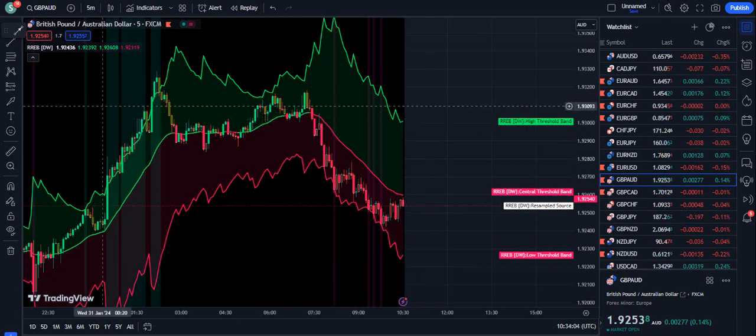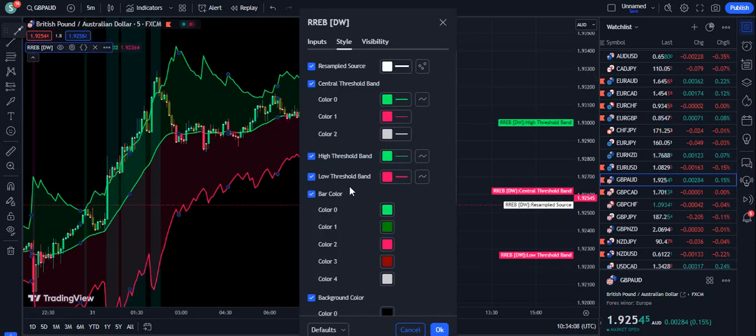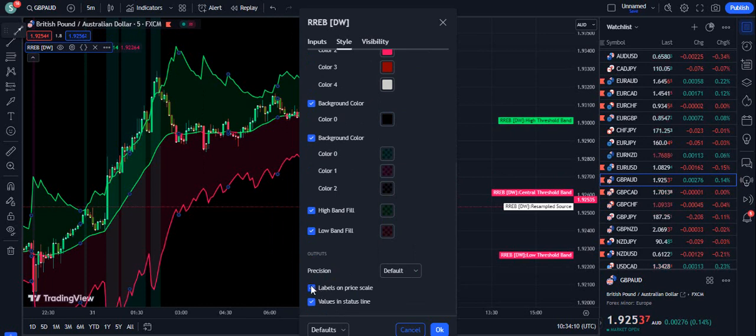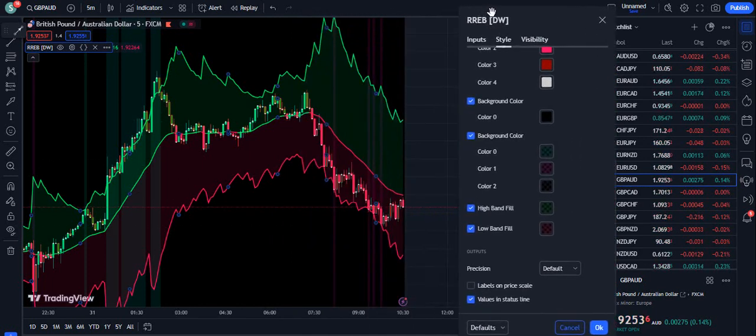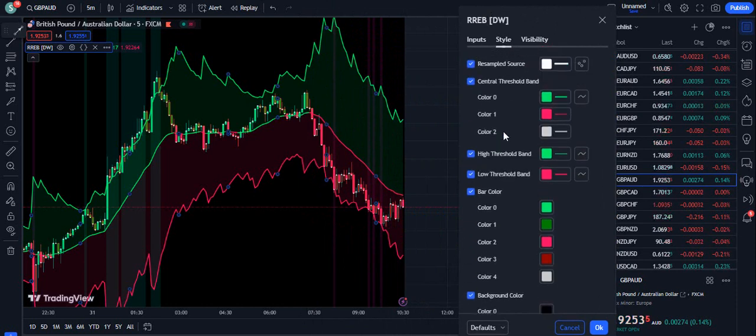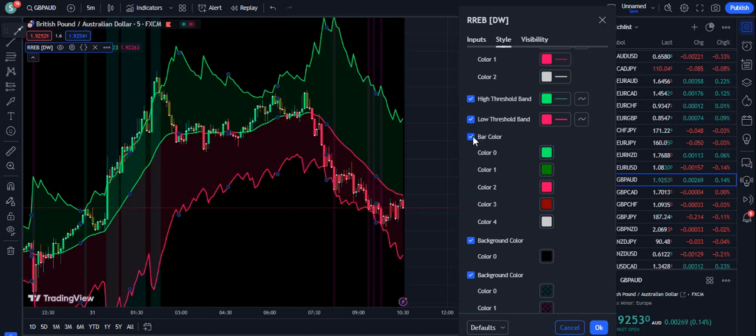First of all, we are moving to the settings of this indicator. We are going to the indicator section here. First of all, we are going to uncheck the labels. Now you can see labels are removed from my screen, right? Now you can see that we have different options here, so we do not have to disturb those. If you want to uncheck the bar color, it's your choice, but I would prefer to keep the bar color because it looks beautiful.